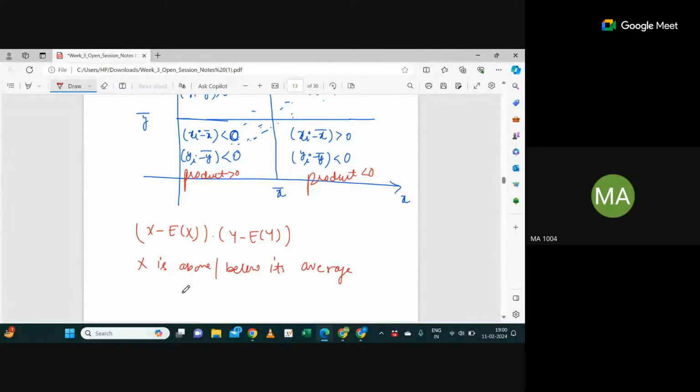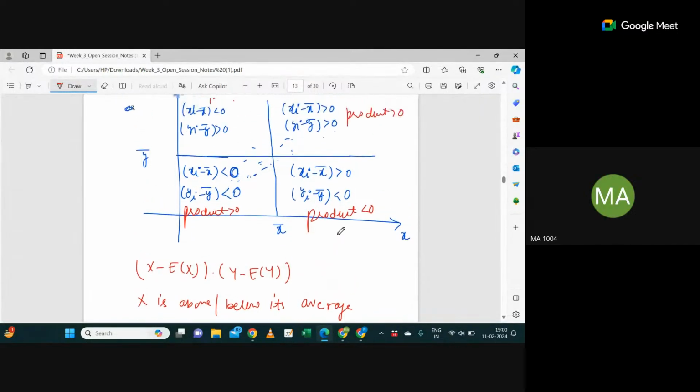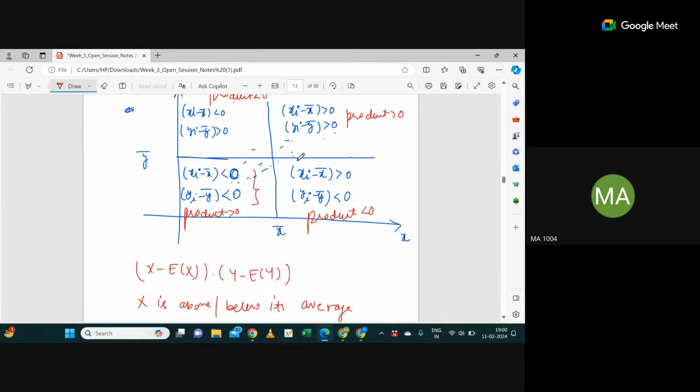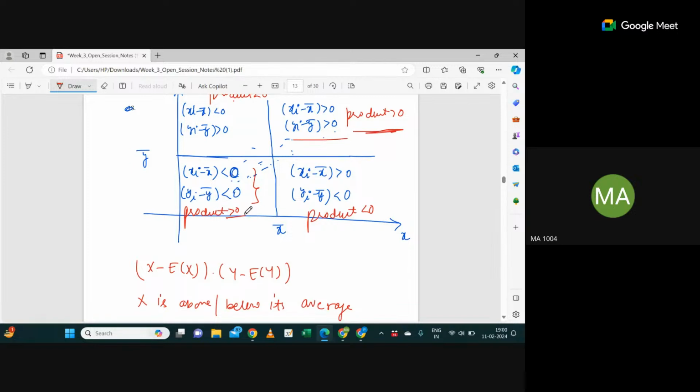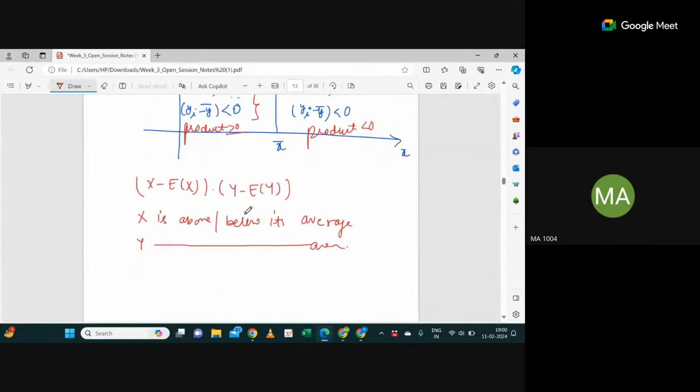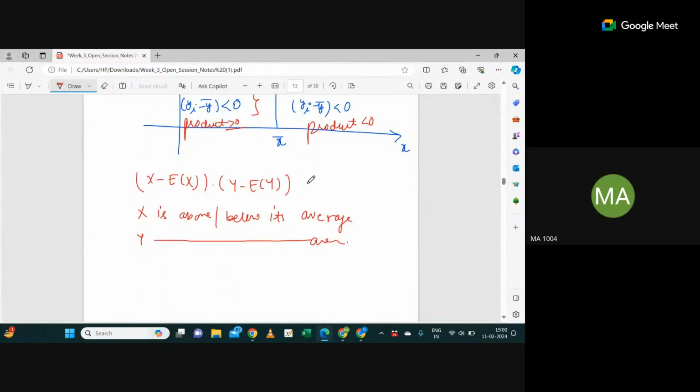Y is also above and below its average or not? Yes. If you see, if x is below its average and above its average, the product is going to be positive. Same for y. And this will be positive. In this case, if x is above, y will also be above and below its average, right?